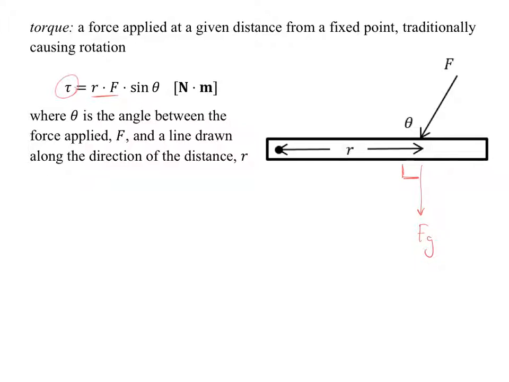Now if it's not 90, the angle theta is between the actual force applied and the R. The R is the actual lever arm. So the angle theta is between the force applied and the actual distance or direction along R. So here's theta in this case. That's theta right there. So you start at the fulcrum, you go along the lever arm until you hit the force, and then you go along the force, and the angle that's created is called theta.